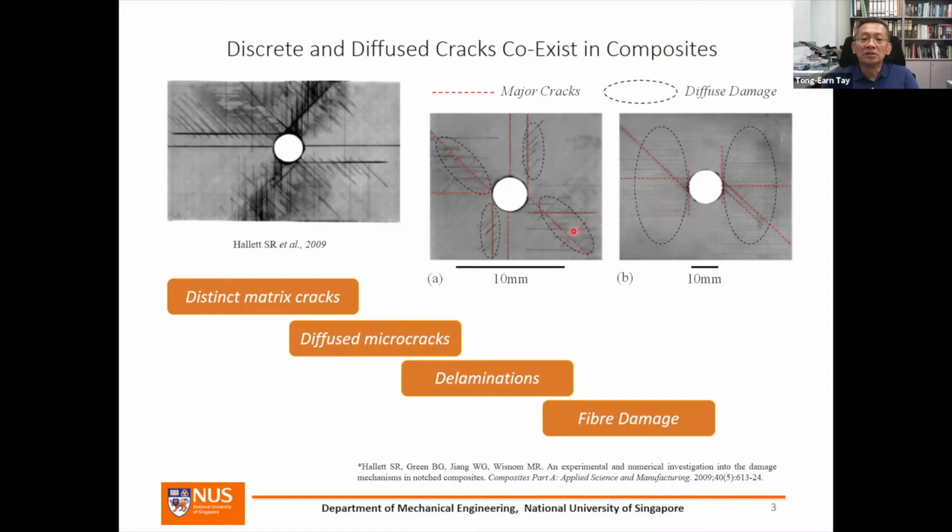So you can categorize the damage into various types: distinct micro matrix cracks, diffused micro cracks, which are very closely spaced together, and there's also delaminations, and then finally fiber damage. So modeling these kinds of cracks with multiple fidelity is a big challenge.